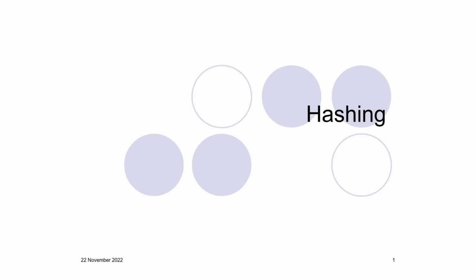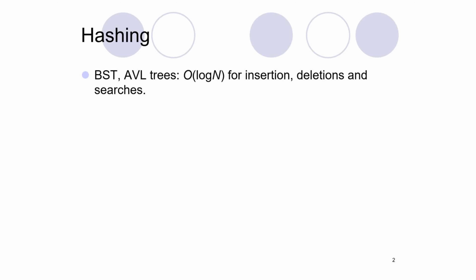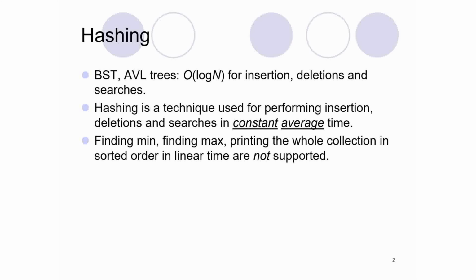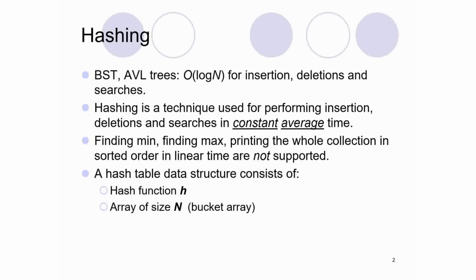We are going to explain hashing. Hashing. BST, AVL trees: O(log n) for insertions, deletions and searches. Hashing is a technique used for performing insertions, deletions and searches in constant average time. Finding min, finding max, and printing the whole collection in sorted order in linear time are not supported.